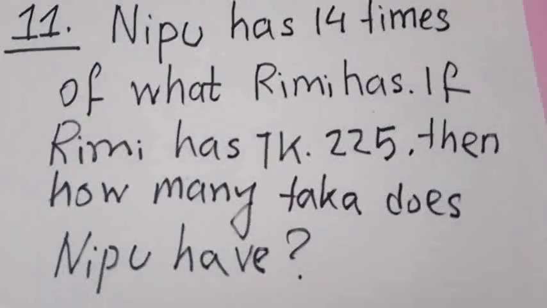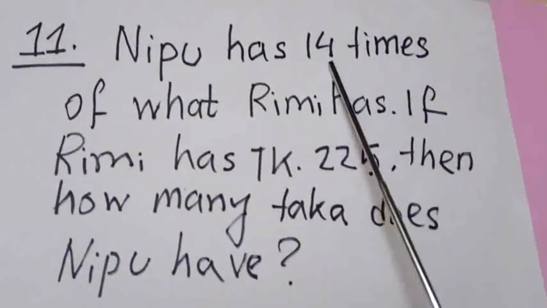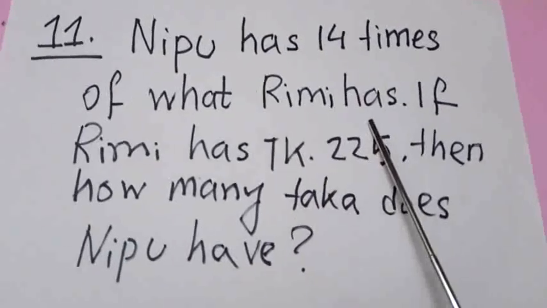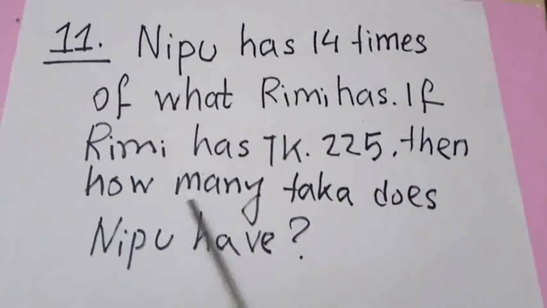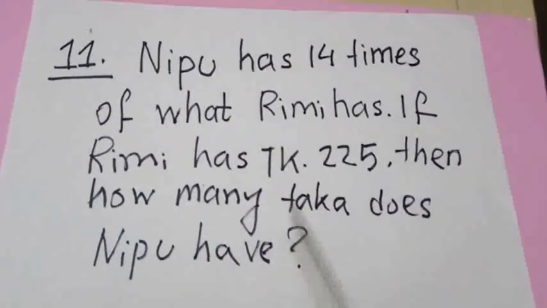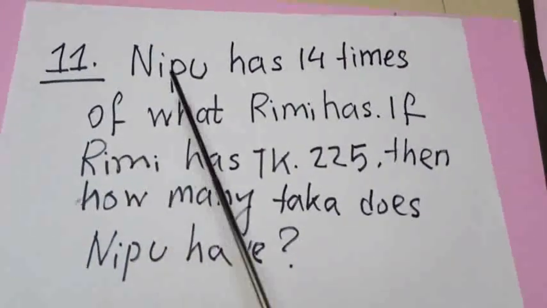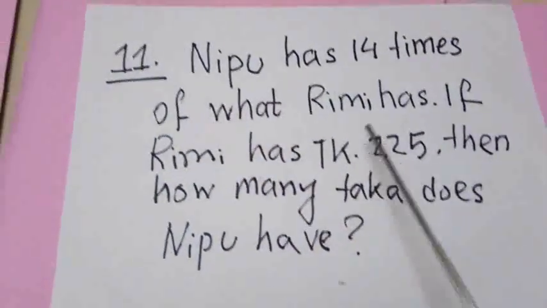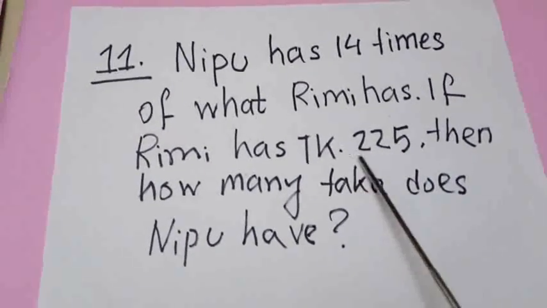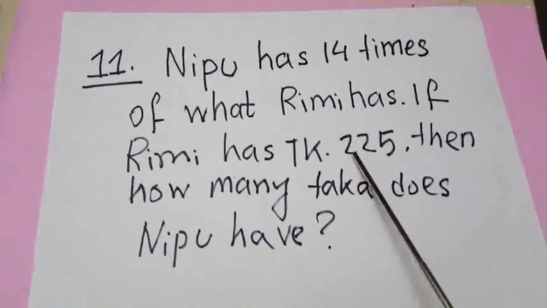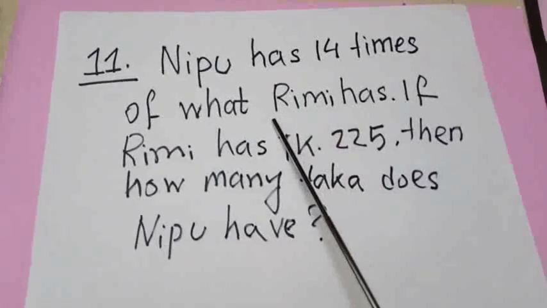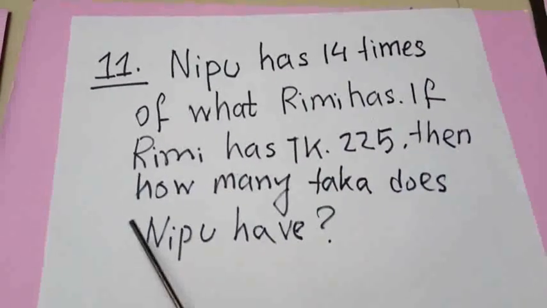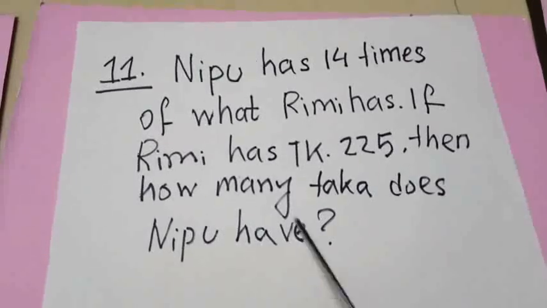Then another question. Nipu has 14 times what Rimi has. If Rimi has 225 taka, then how many taka does Nipu have? It's a very important question. Here we see that Rimi has 225 taka, but Nipu has 14 times more than Rimi. We have to find how many taka Nipu has.